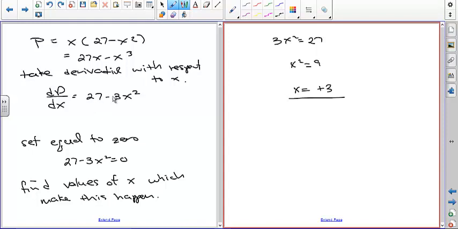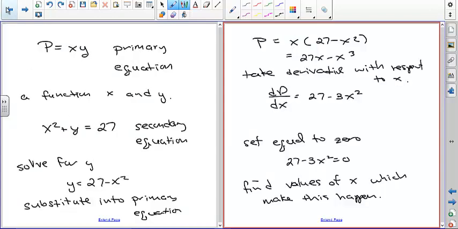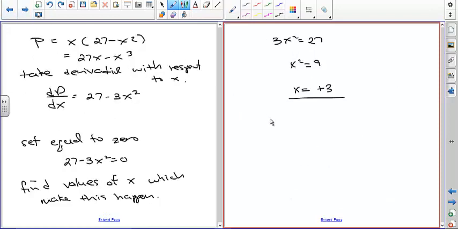So if you take the derivative of this with respect to x, you get that. Set equal to 0. Solve for x. Use only the positive solution. And I get x equals 3. And then you can go back to the equation that we used for the substitution. y equals 27 minus x squared, which is 27 minus 9, which is 18. So you get y equals 18 and x equals 3.